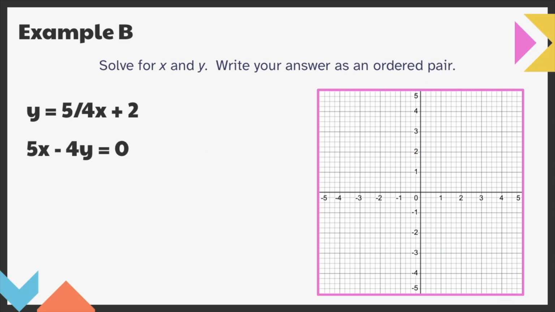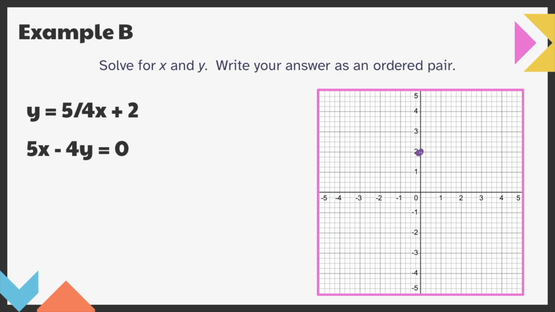So here we are at example B, solve for x and y, write our answer as an ordered pair. Again, we've got two equations there, but one of them is not in slope-intercept form. So we can graph the first one. Let's do that now. So we've got a y-intercept of 2, and we've got a slope of 5/4, which is going to be a little challenging on this graph, but I think we can handle it.